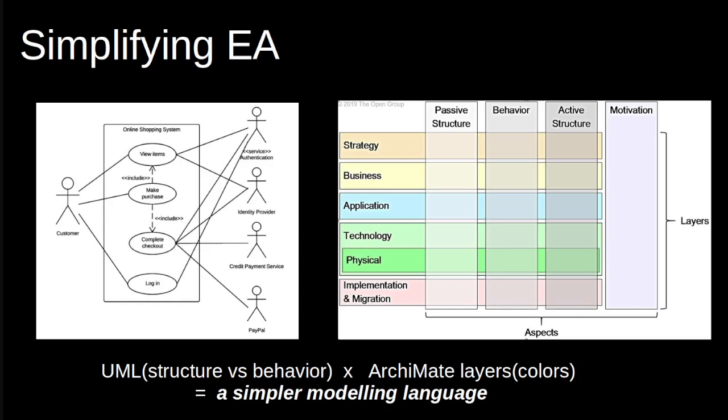Look for something that fits that magic number. And you can boil EA down, whether it's Archimate or UML and other things, and combine and take the best elements of those modeling languages. So on the left, you have what I consider one of the best and easiest to understand models out there, a UML use case diagram.